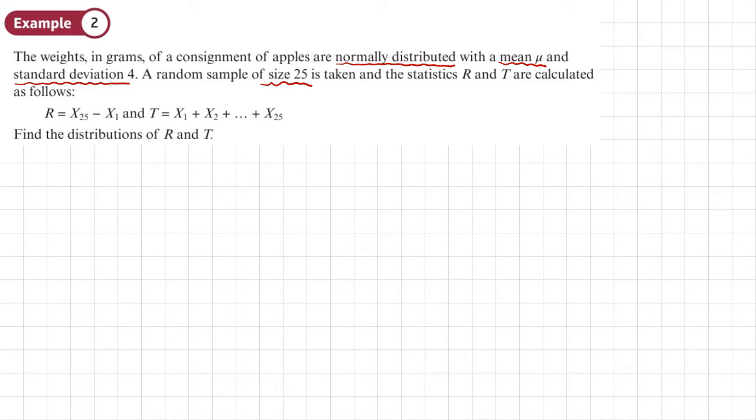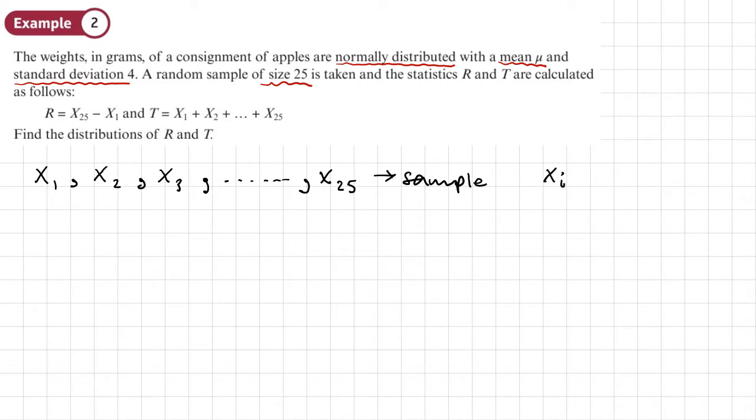So let's start by writing down what the sample is, and the samples are these 25 apples, x1 all the way up to x25. So there's our sample. And we also know that the weight of any apple is normally distributed with a mean mu and a standard deviation of 4. So that's a variance of 4 squared.